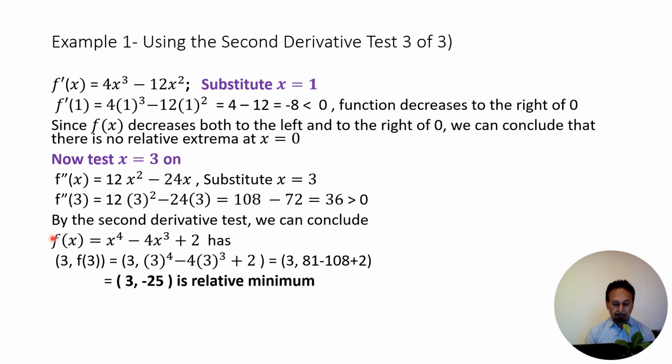So now, by the second derivative test, we can conclude that f of x equal to x to the 4th minus 4x cubed plus 2 has the point 3, f of 3, which is 3, 3 to the 4th minus 4 times 3 cubed plus 2, equal to 3, 81 minus 108 plus 2, equal to 3, minus 25, is a relative minimum.